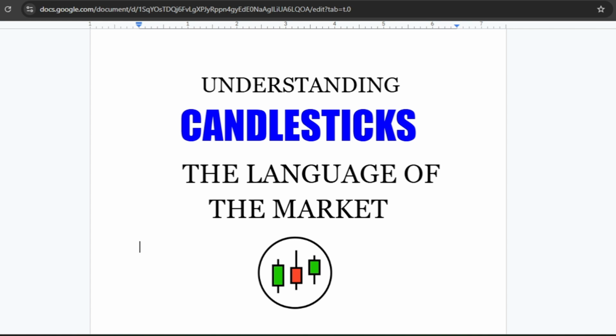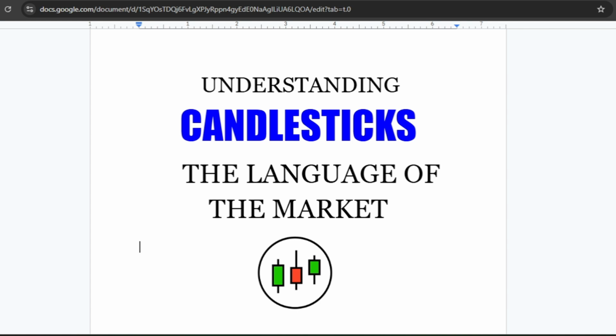So in today's class, we'll be looking at some concepts we need to understand when it comes to technical analysis, because as an individual investor, what we tend to use most is technical analysis. And the concept we are going to learn in today's class is what we call the candlestick. Understanding candlestick, the language of the market.